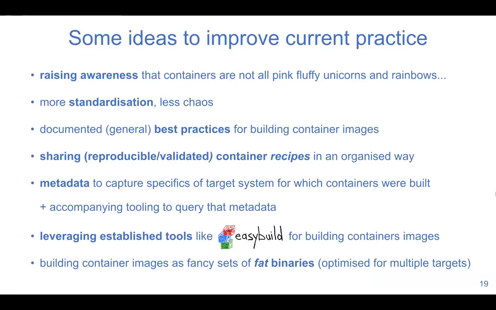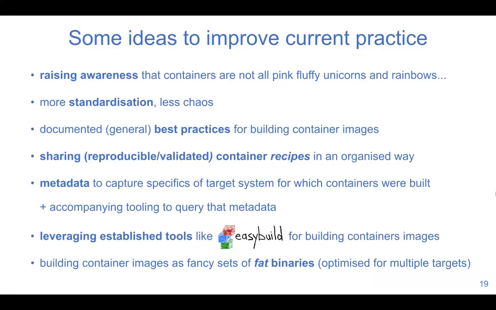Like what kind of things do you need to take into account when you build container images, performance, and portability, how does this all work? What do you have to take into account? There are no central, or maybe I should say neutral, repositories where you can share container recipes in an organized way and have them have some kind of proof that they are reproducible and validated.